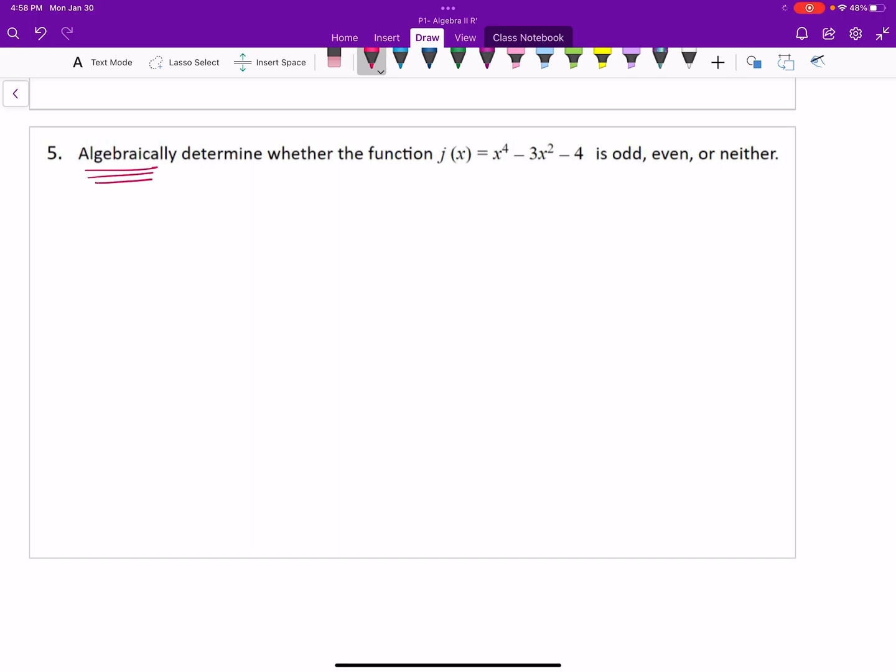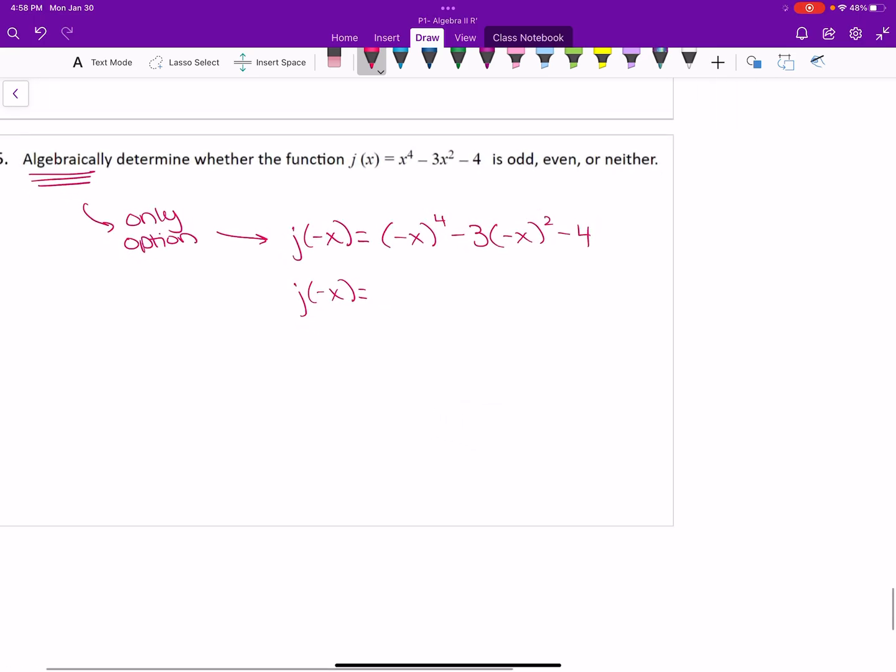However, to show this algebraically, the only option is to take j of negative x. So that means everywhere that I have an x, I am plugging in a negative x, and then simplify. Even exponents cancel out the negative. So negative x to the fourth goes back into positive x to the fourth.